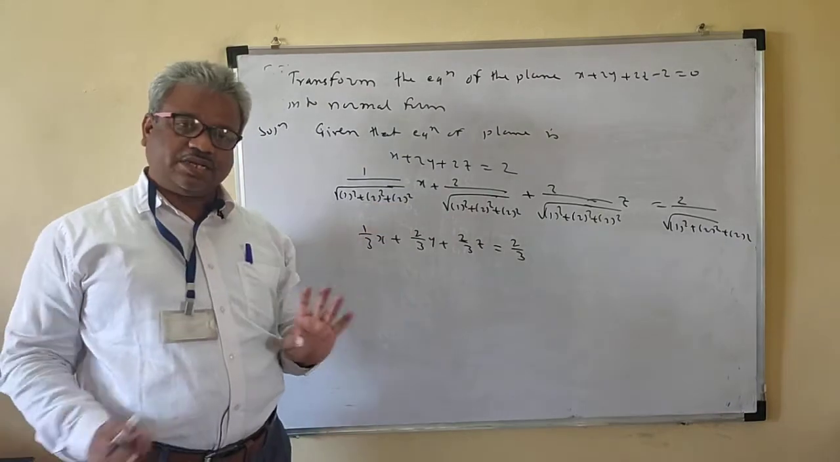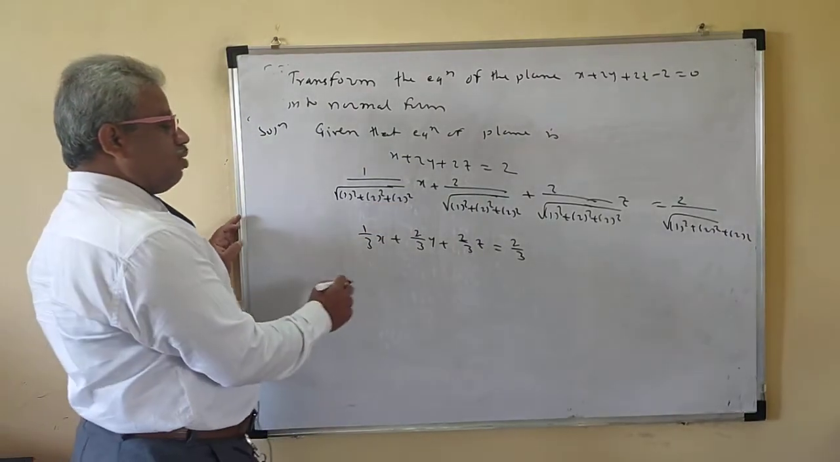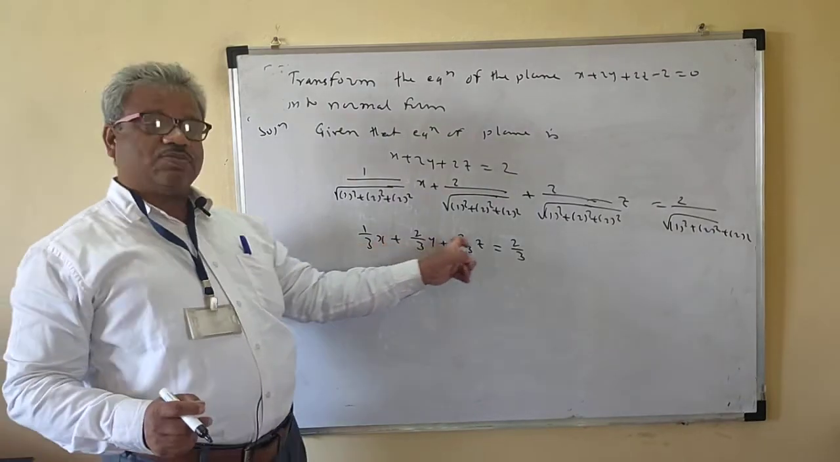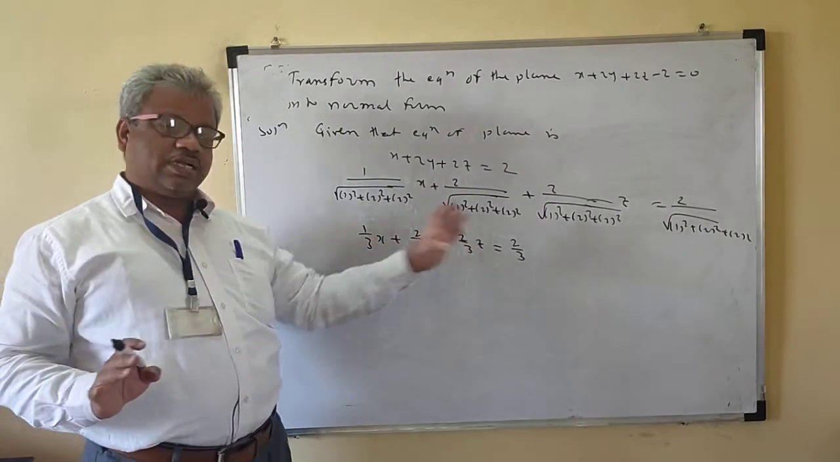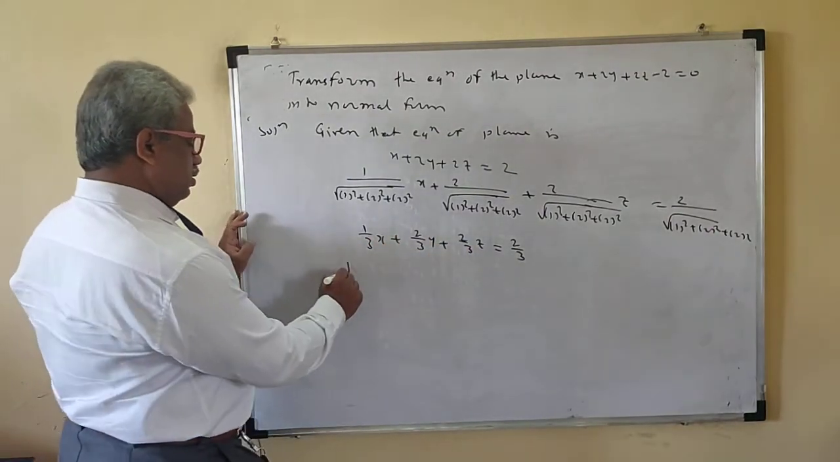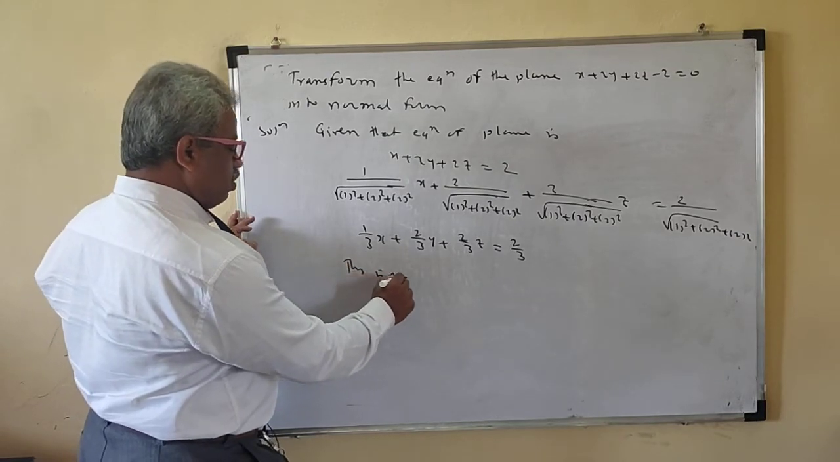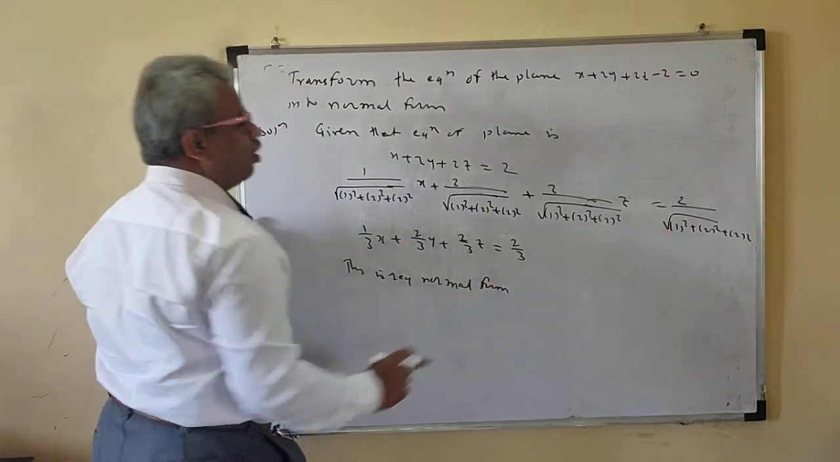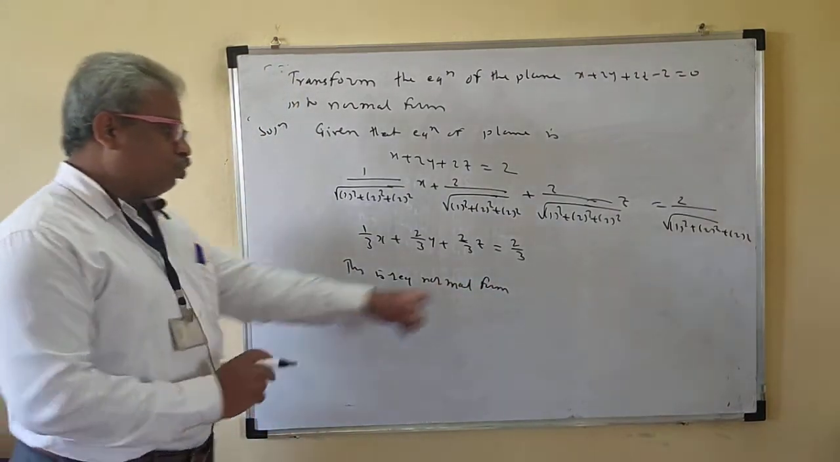Now see, this is positive. Okay, so this is the required form. See, this is lx plus my plus nz. So l square plus m square plus n square will be 1. These are the DCs. Okay, so this is the required normal form. Right? So this should be positive.